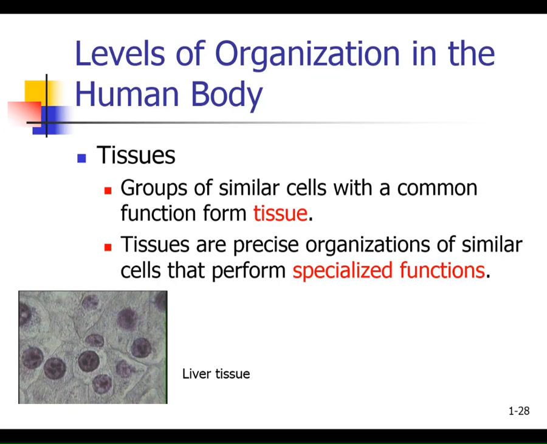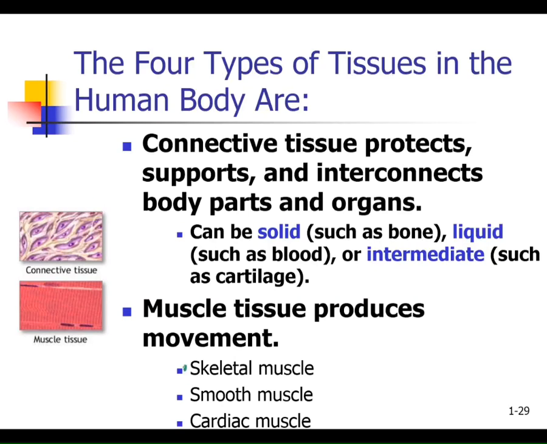Now, those cells are going to combine in unique ways to make tissues. Tissues are groups of cells that have a common job. And there are 4 groups of tissues as well. So there's 4 groups of macromolecules. There's also 4 groups of tissues. And we will spend a lot of time becoming familiar with these 4 groups of tissues. Let me just introduce them to you now.